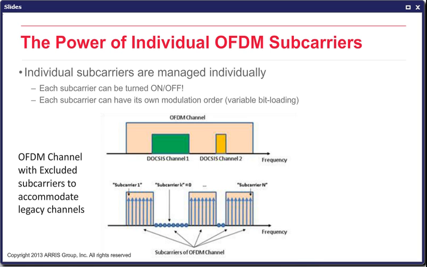Now, the multi-carrier signal is composed of these individual subcarriers. Not only is that important for ingress noise mitigation, but we can also turn on and off these subcarriers to accommodate legacy channels. So spectral holes can be made in the OFDM signal to make it live side by side with existing legacy channels. Now, the control of each of these subcarriers is also helpful because I can assign a different modulation order for each subcarrier based on the SNR value.